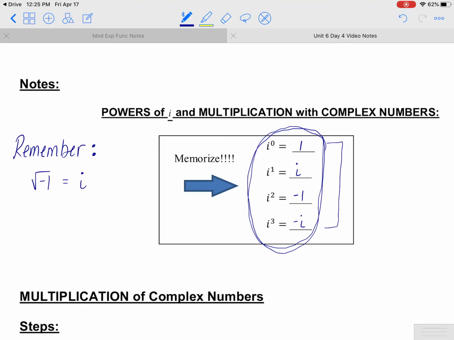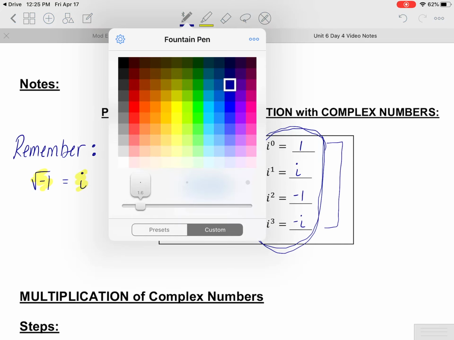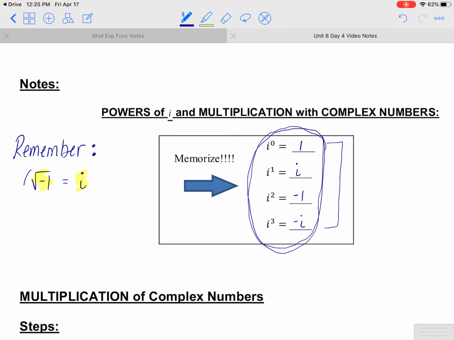Now, i squared equals -1. If you remember back from day 1, the square root of -1 was always equal to i. Well, if I square both sides, my square roots cancel, so I'm left with -1 equals i squared. So that's where that comes from. And if for some reason you had i squared times i, that's i to the third, this would just become -i.